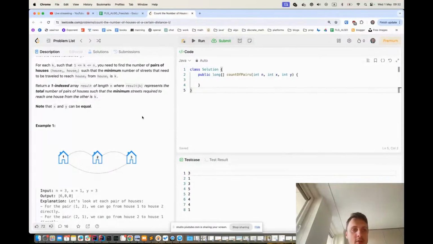For each k, such that k is at least 1, you need to find the number of pairs of houses such that the minimum number of streets that need to be traveled to reach one house from the other is k. We have to return a 1-indexed array result of length n, where result[k] represents the number of pairs of houses such that the minimum streets required to reach one house from the other is k. Note that x and y can be equal.